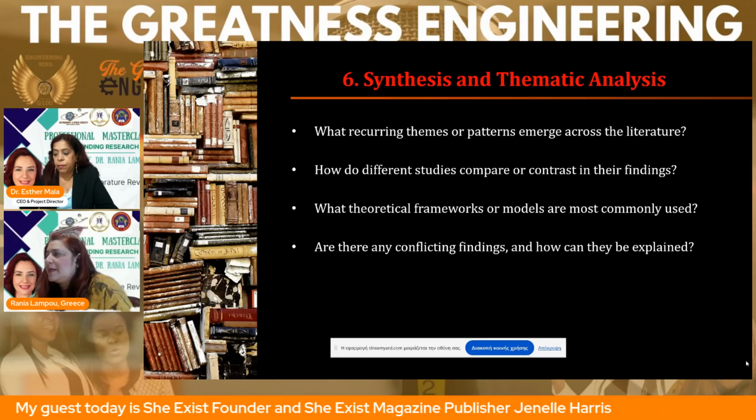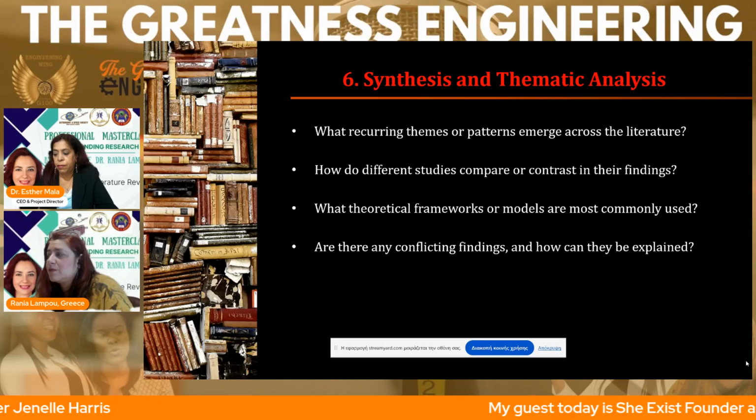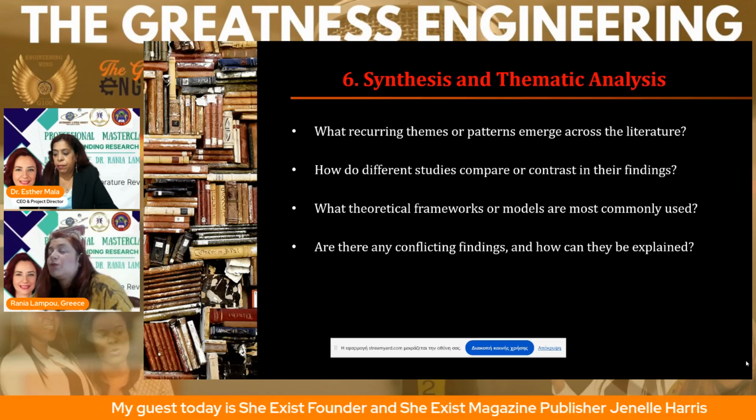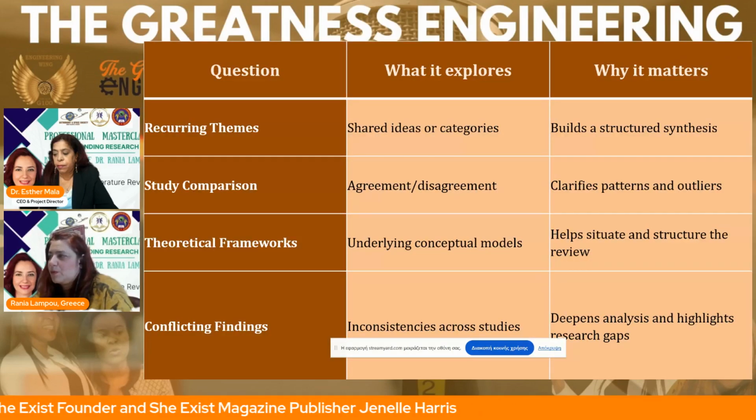Are there any conflicting findings? How can they be explained? Conflicts may arise from different sample demographics, from cultural contextual factors, from variations in methodology. So you need to identify contradictions. This helps uncover the opportunities for future research or gaps in literature or the complexity of the phenomenon.